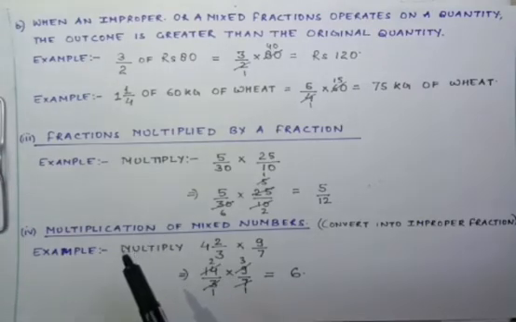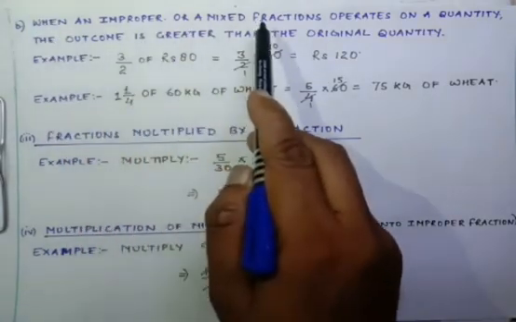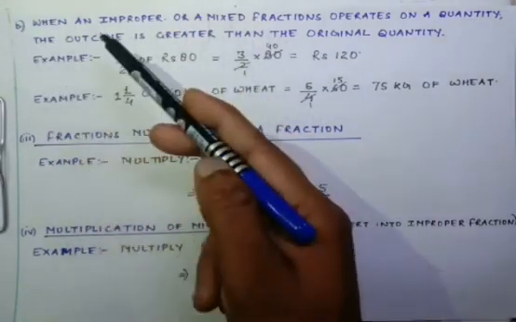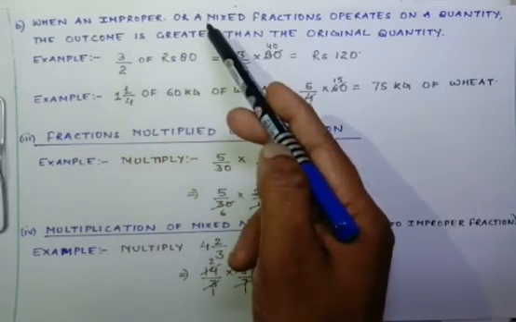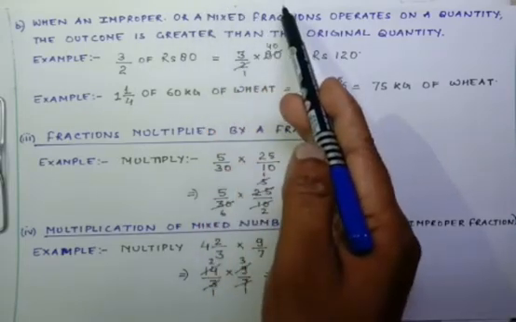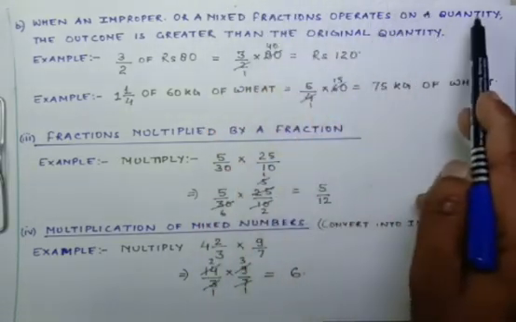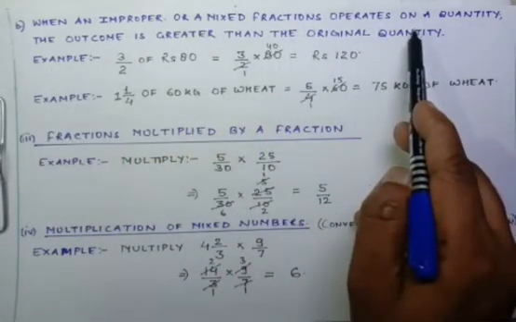Let us come to another topic, that is when an improper or mixed fraction. What is improper? When numerator is greater than denominator. And what is a mixed fraction? A fraction which has a whole part as well as a fractional part. When it operates on a quantity, the outcome is greater than the original quantity.